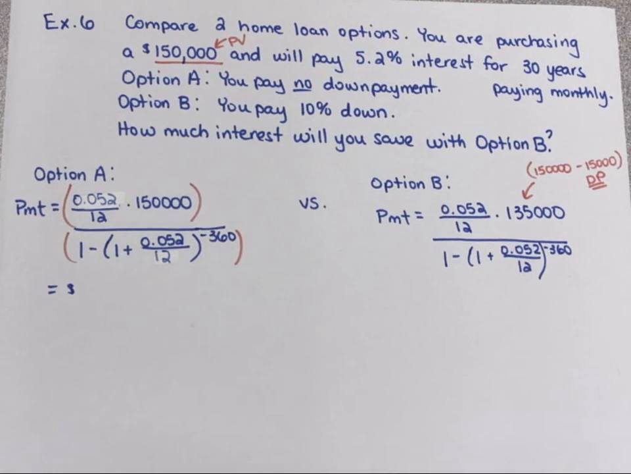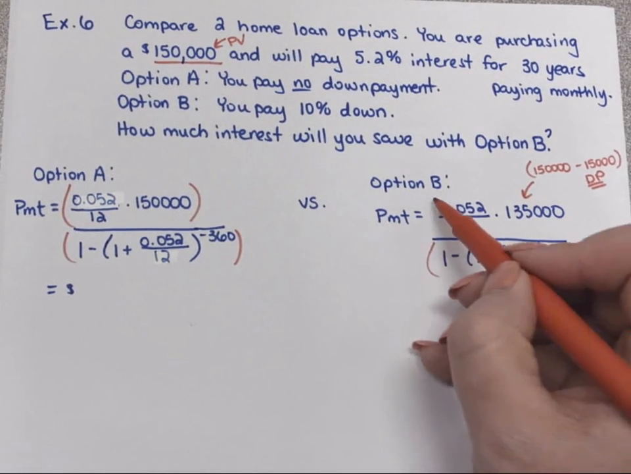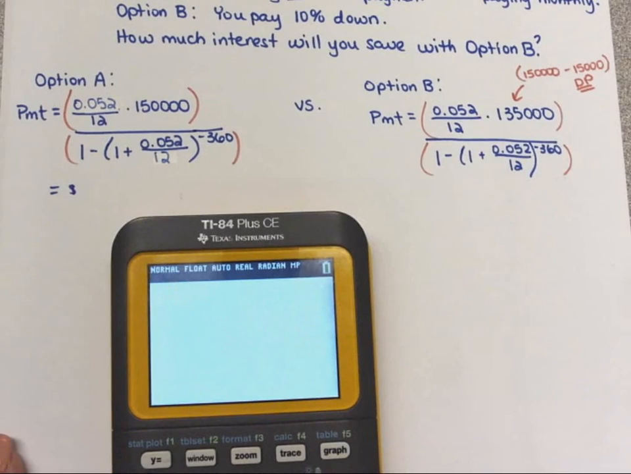Will we get a crazy number if we forget the negative 360? Yes, you will. You'll get a really small number, whether that be a small decimal or possibly a negative number. It kind of depends on how big the payment is and how many payments there are.